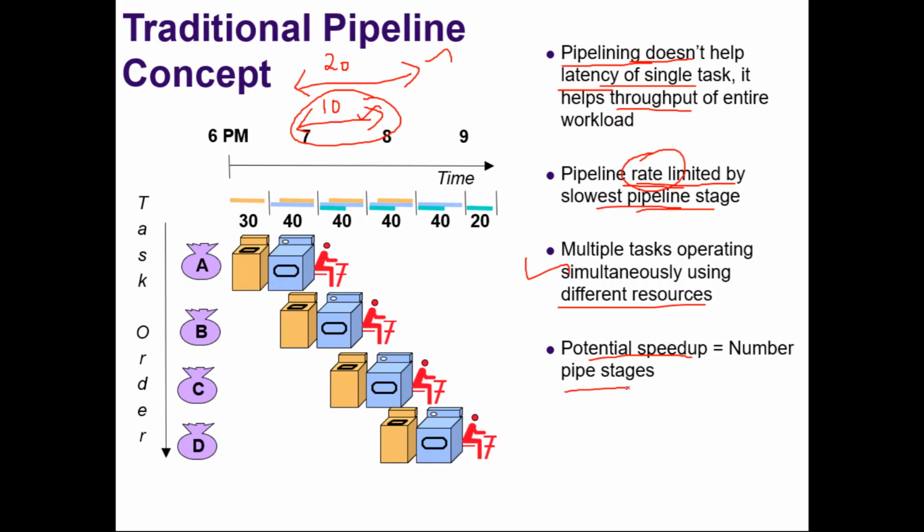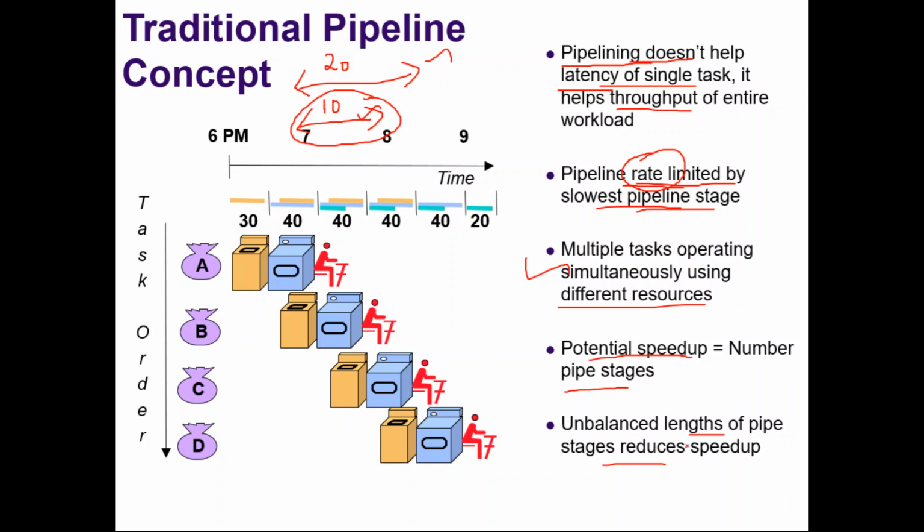Different pipelines will have different stages. In this example there are three stages: washing, drying, and folding. So the speed up will be proportional to the number of stages. And unbalanced lengths of pipeline stages reduce speed up. This is also one of the reasons.